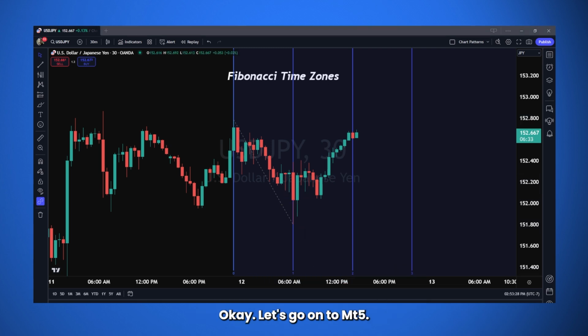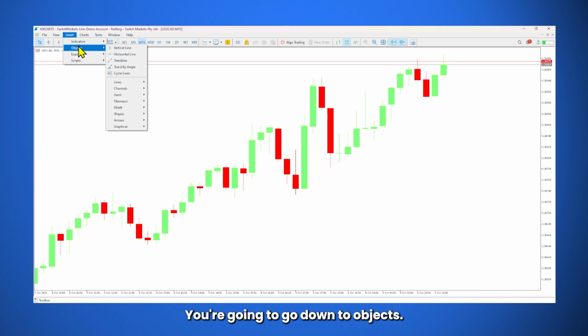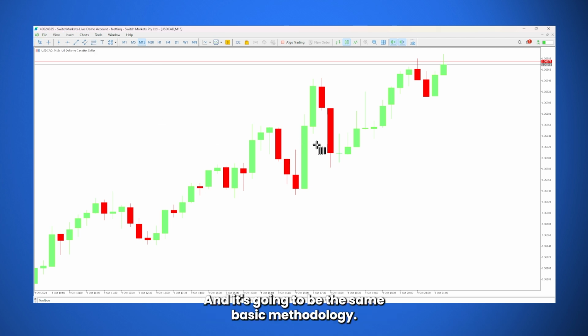Okay, let's go on to MT5. MT5 is a little bit more involved, a little bit different. First thing you're going to want to do is go up to Insert. You're going to go down to Objects. Now you're going to go down to Fibonacci time zones right there, and it's going to be the same basic methodology. You're going to look for a peak and a valley, or a spike high, a spike low, or a swing high or a swing low. They're all the same things.